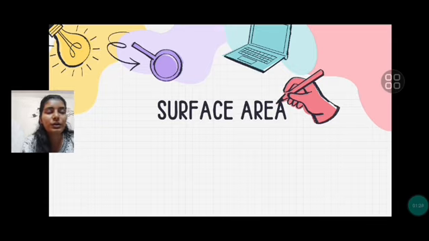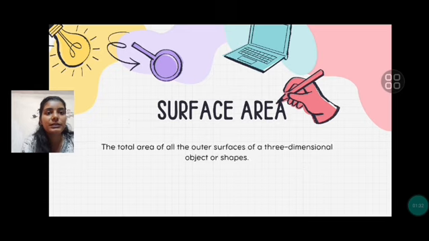So let's see what a surface area is. A surface area is the total area of all the outer surfaces of a three-dimensional object or shape. Okay, so a surface area is the total area of all the outer surfaces of a three-dimensional object or shape.